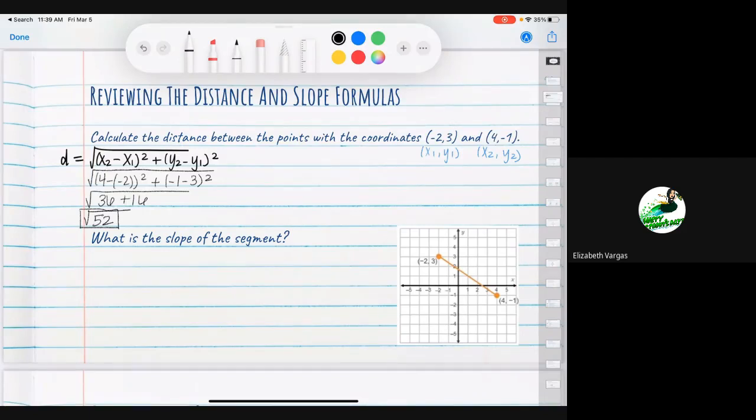Okay, and then whenever we're asked to find the slope, what is the slope of the segment? The slope formula is the slope is equal to y2 minus y1 over x2 minus x1, where we use the same x and y. And so we just plug those in. So it becomes -1 minus 3 over 4 minus -2. And that gives me -4 over 6, and then simplified, -2 over 3. And by doing so, I'm able to find the slope of the line, which basically just lets me know the rise over run or the rate of change.